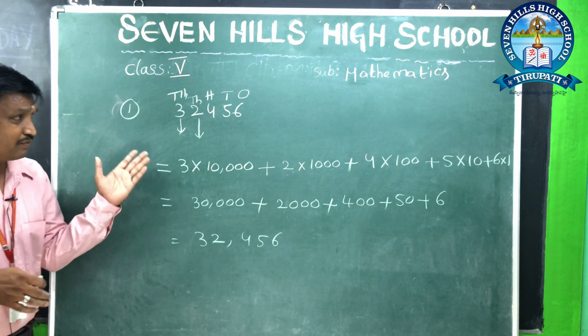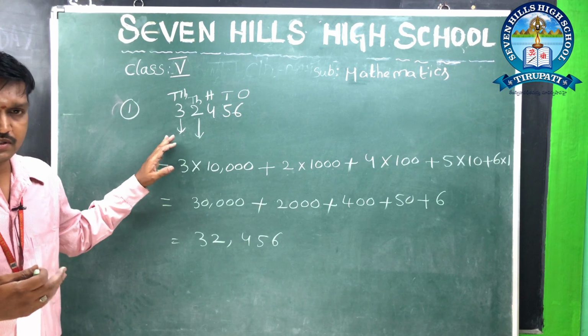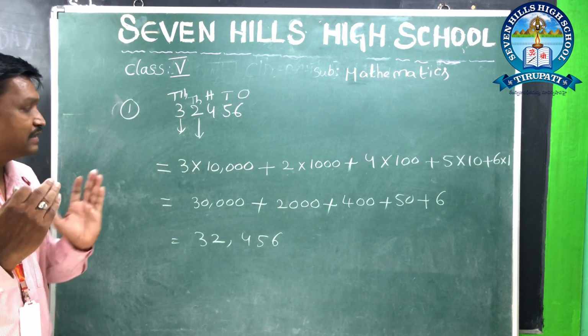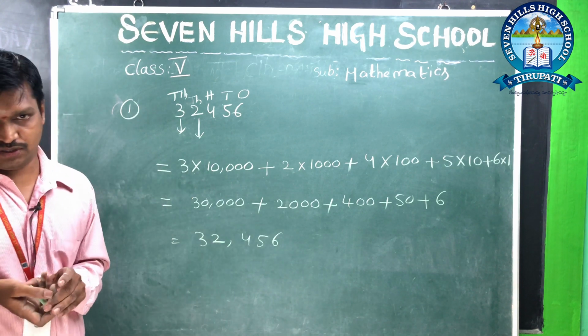Okay. For any numbers, whatever they give, we can use this process. We can separate every digit by using their place values.